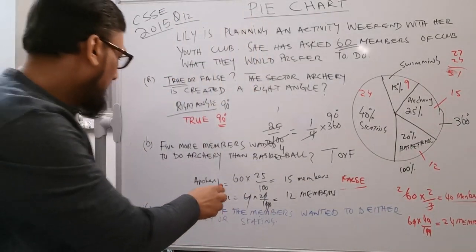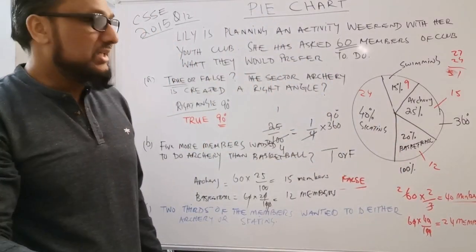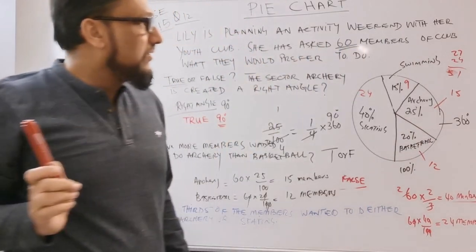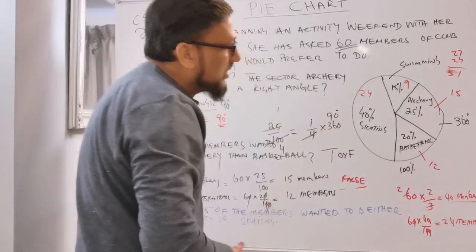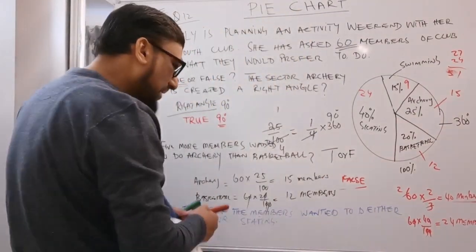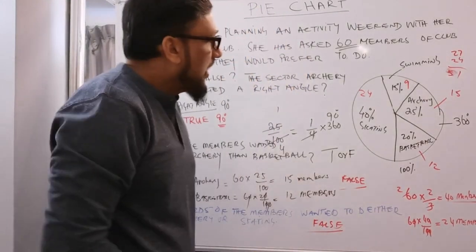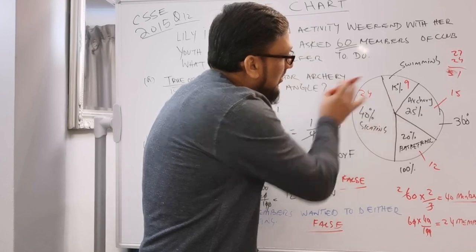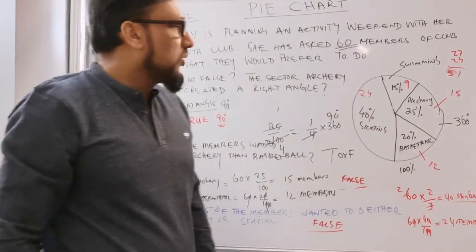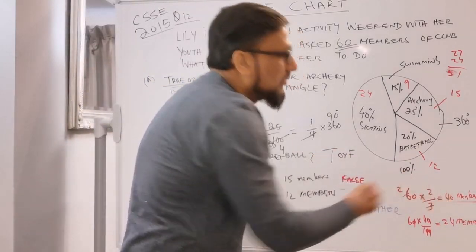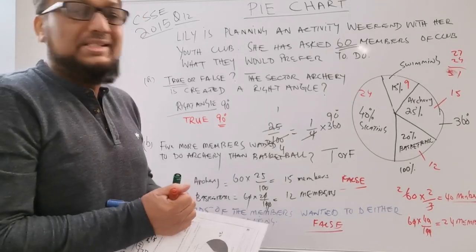Now the question is whether two-thirds of the members wanted to do either archery or skating. Two-thirds of the members is 40, but archery is 15 and skating is 24. So this statement is false. If the skating members were 40 members, not 40%, the answer would be true, but only 24 are doing it. Two-thirds is 40 members, archery is 15 and skating is only 24. That's why this statement is false.